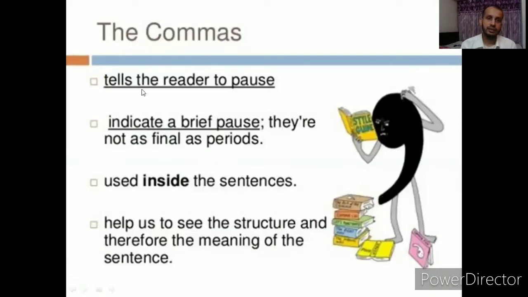The comma tells the reader to pause, indicating a brief pause. It is not as final as a period. Look at that. We can make a pause but not a final or ending point. Used inside sentences. Most of the time, we use a comma inside sentences. It helps us to see the structure and therefore the meaning of the sentence.